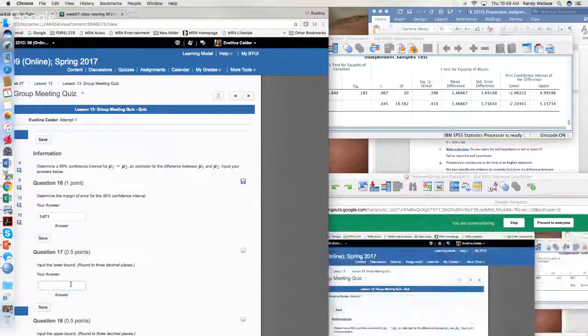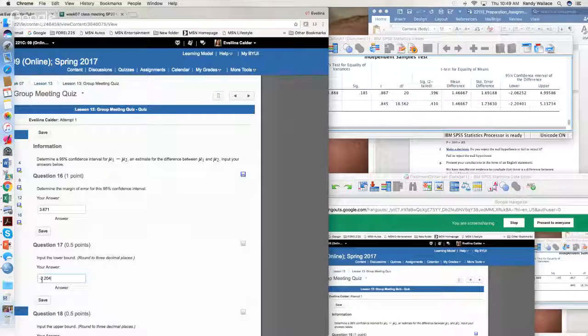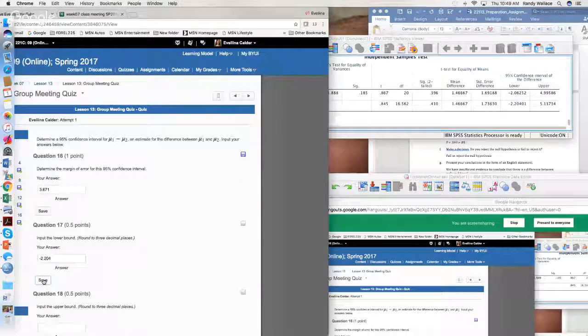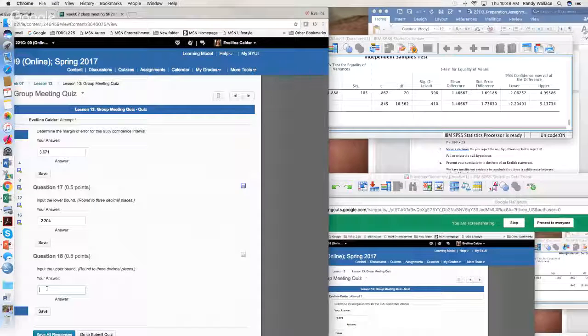Input the lower bound and then input the upper bound. So negative 2.204. You say 2.204? Negative 2.204. Okay. And the upper bound is 5.137. Okay. Awesome.